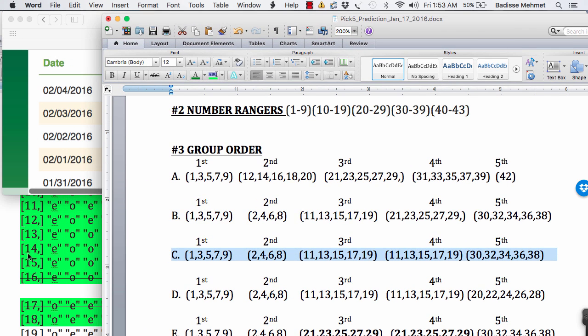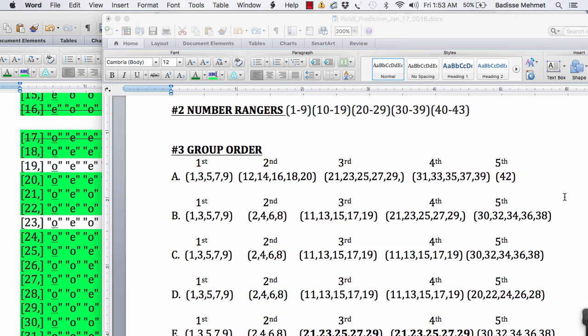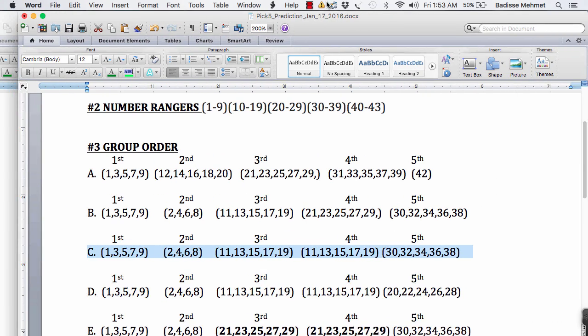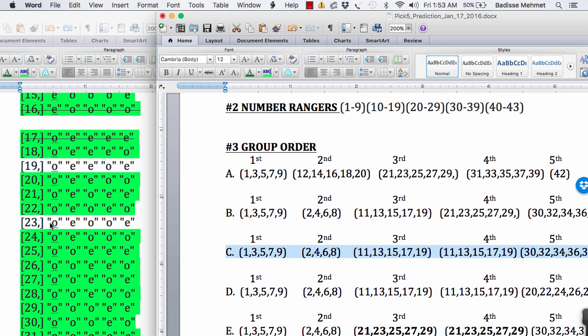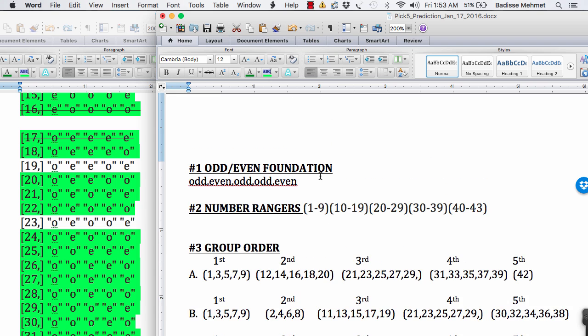So what do you do? You take the odd even patterns that you came up with, the four that you're left with, and you apply them to the group you came up with. For example, you see number 23 in odd even patterns? It's odd, even, odd, odd, even. So you apply that to the first number. If the first number you think is odd, then this is what you'll be working with. If the second number is going to be even, then this is what you're going to be working with. If the third number is going to be odd, then this is what you're going to be working with. Again, the fourth number, odd, that's what you're going to be working with. And the fifth number, even. So you got it? That's how this works.